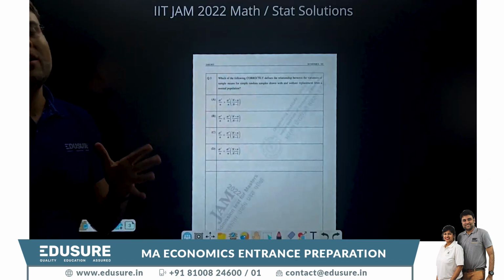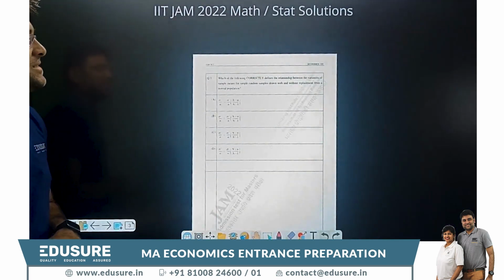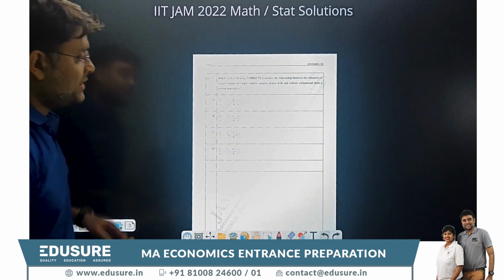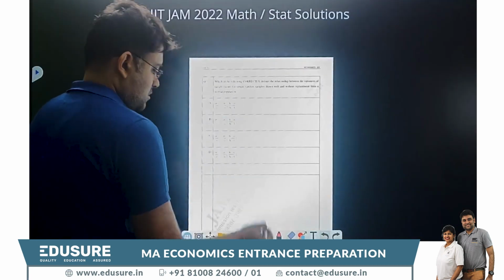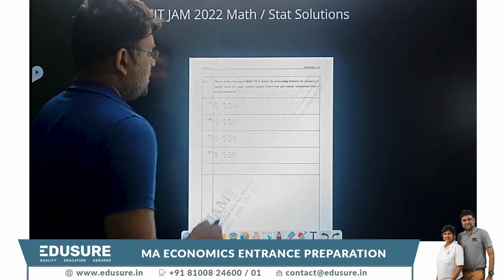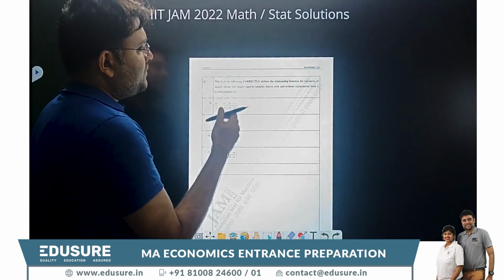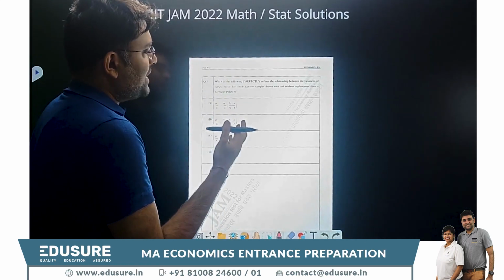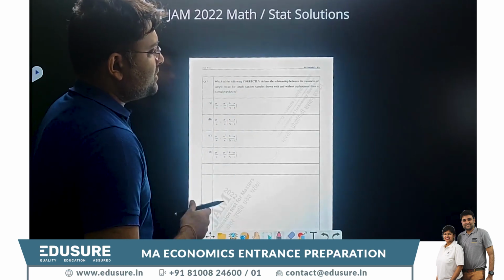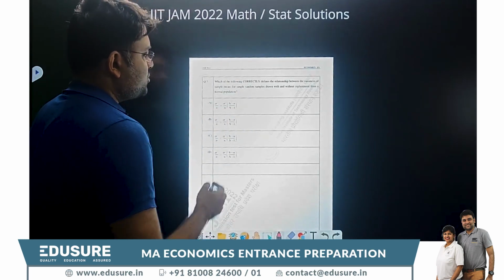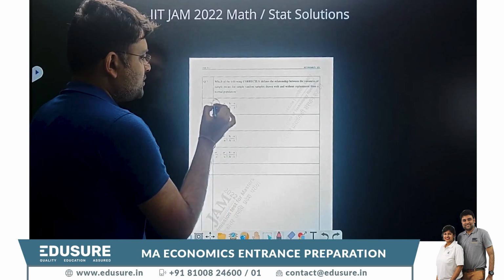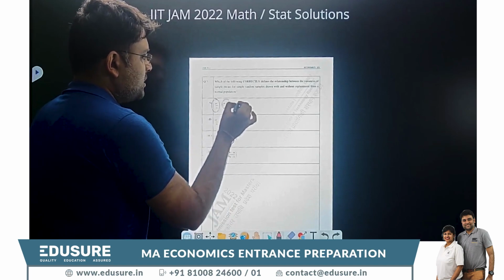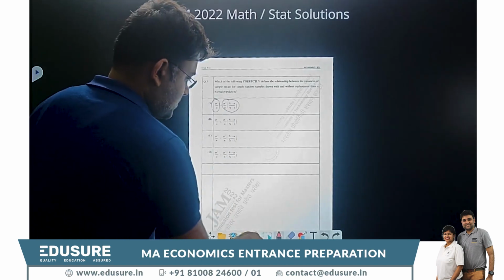We are now going to take a look at IIT JAM Math and Stat solution question number 3. So which of the following correctly defines the relationship between the variances of sample means for simple random samples drawn with or without replacement from a normal population? This is the formula for the with replacement. This is the formula for without replacement.